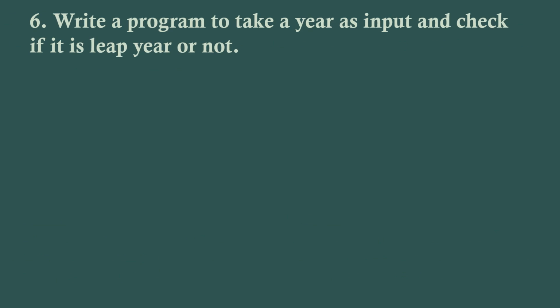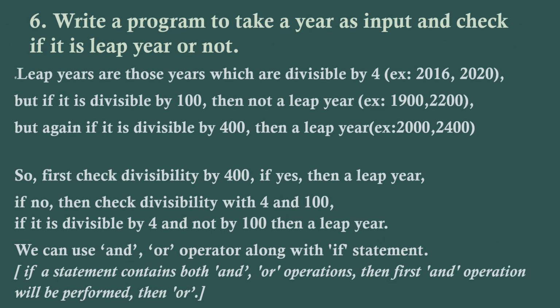Now write a program to take a year as input and check if it is a leap year or not. So first of all, we should know how to find out whether a year is a leap year or not. So the first thing is the year has to be divisible by 4. If it is divisible by 4, then it is a leap year. For example, 2016, 2020, and so on.